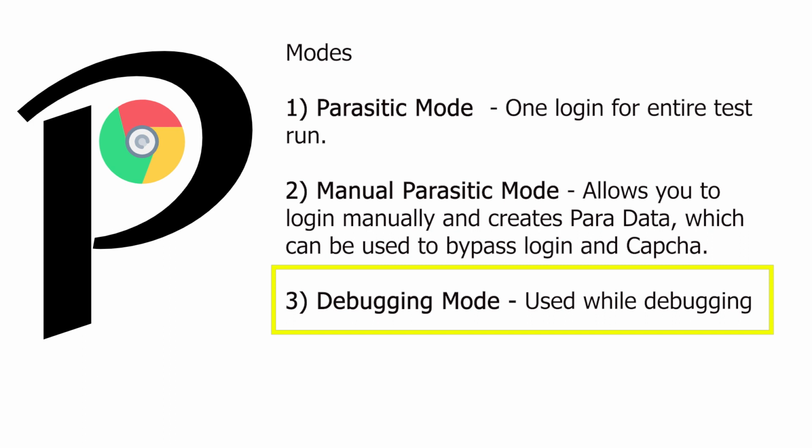Last mode is debugging mode. Here you have to change the mode to debugging, and ParaChromeDriver runs the same as the ChromeDriver, there is no login bypass.